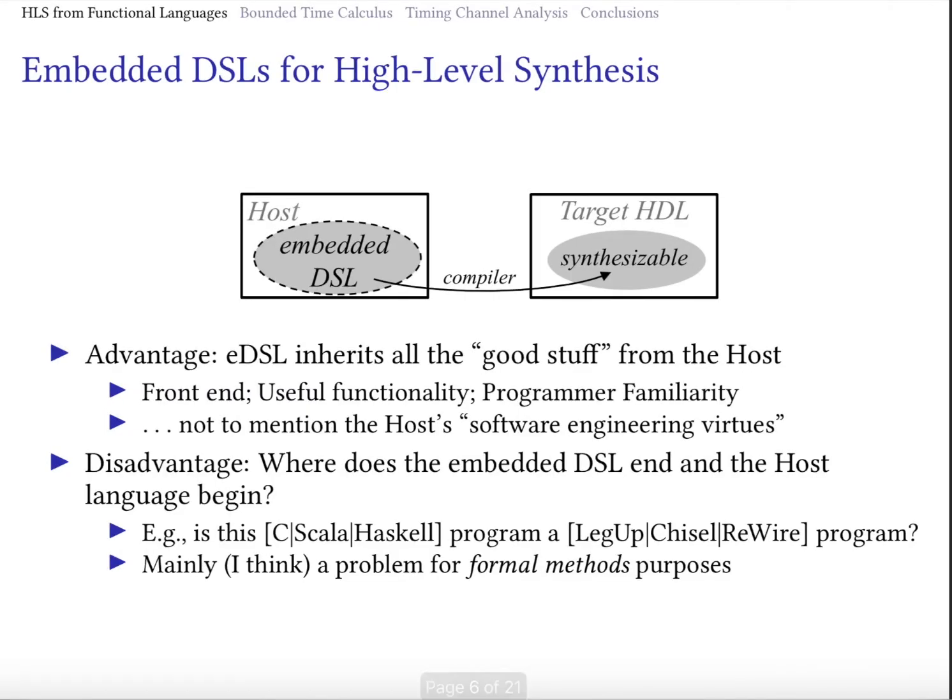And I say this is mainly a problem for formal methods, because in formal methods we really care about precision. You need to know what a program is before you can prove properties of programs. And so we would like to be able to distinguish these things. Now, in this particular setting of high-level synthesis, what that boils down to is saying maybe there are some programs in the host language that I can't compile to the hardware description language or to its synthesizable subset.